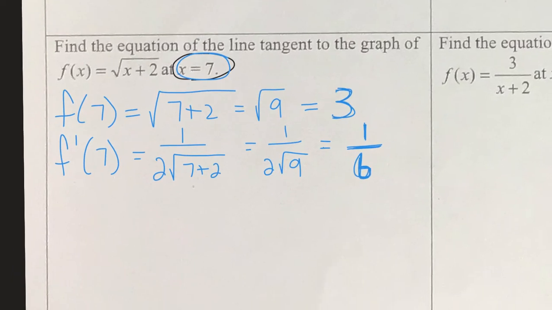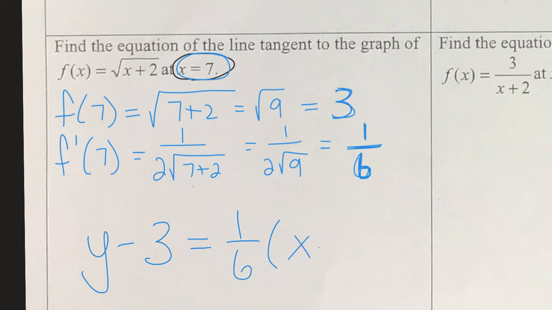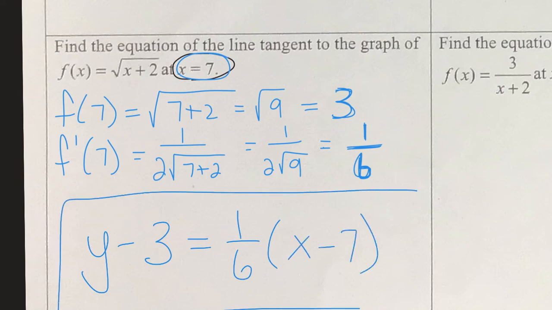So I can plug that directly into my point slope form. y minus 3 equals slope times x minus the x coordinate. And now I have an equation of the tangent line for my original square root graph when x equals 7.